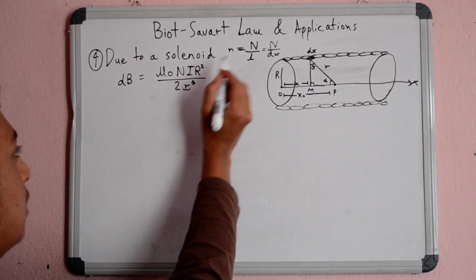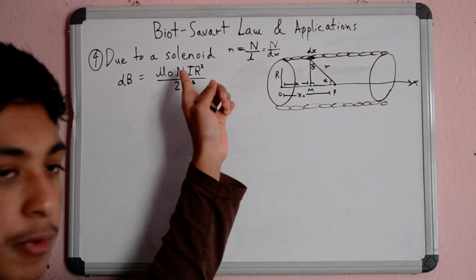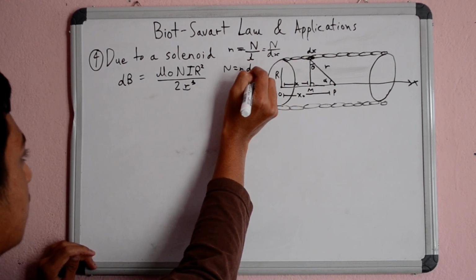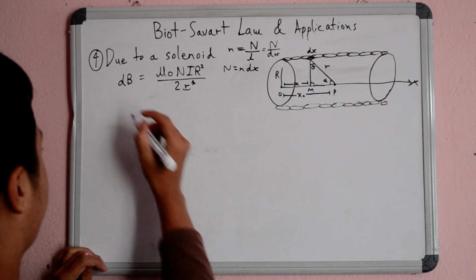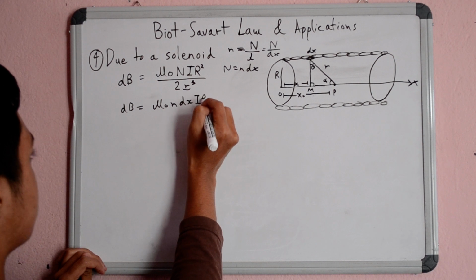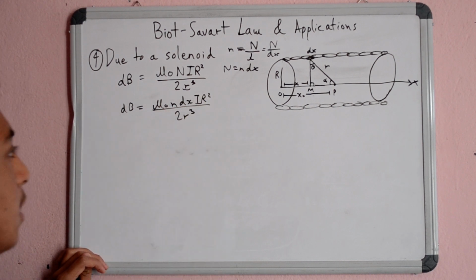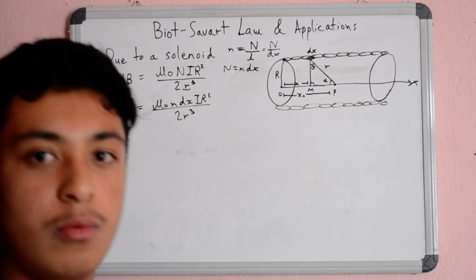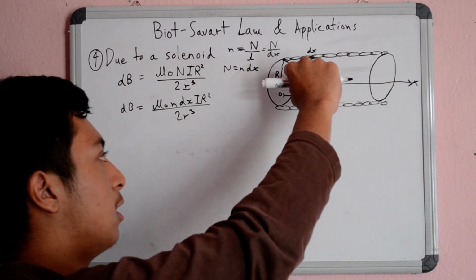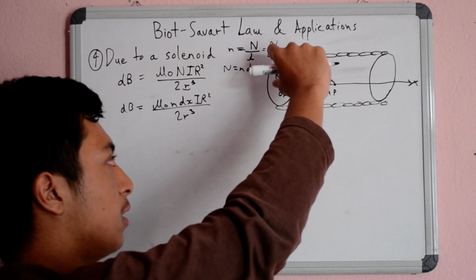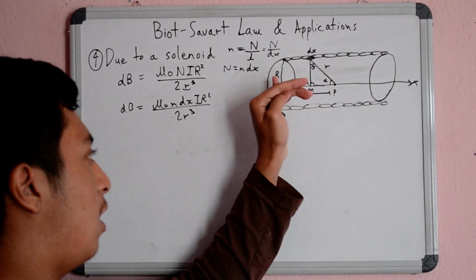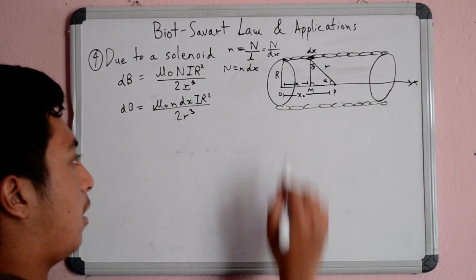So here, let's find the total number of turns from here, which will be n dx. N will be equal to n dx. So dB will be equal to mu naught n dx I r square by 2 R cube. Now in this figure, let's find what the constant is. Here, of course, the radius of this circular coil, r, will be constant. So let's put everything in terms of this R and using this angle alpha right here.